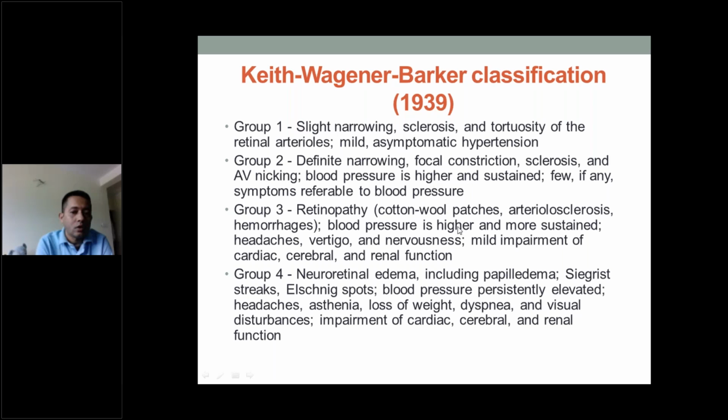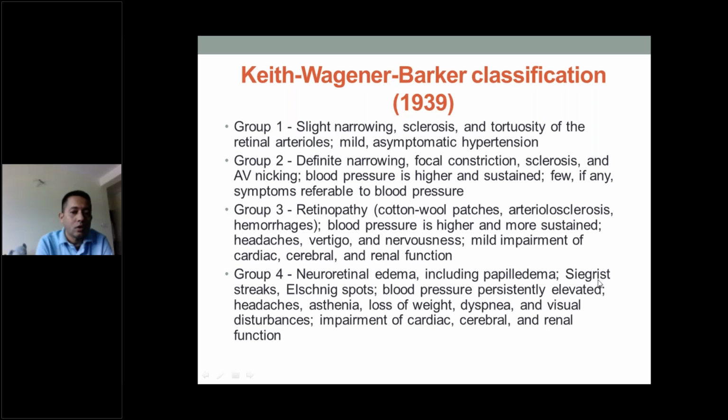Likewise, in grade 3, you have cotton wool spots and hemorrhages, and systemically the patient may have headache, vertigo, much higher blood pressure, nervousness, and mild impairment like cardiac, cerebral, or renal. And in grade 4, you have neuroretinal or optic disc edema leading to papilledema.